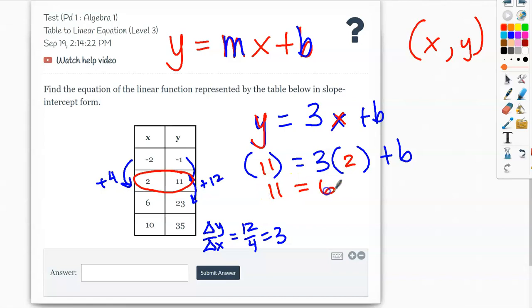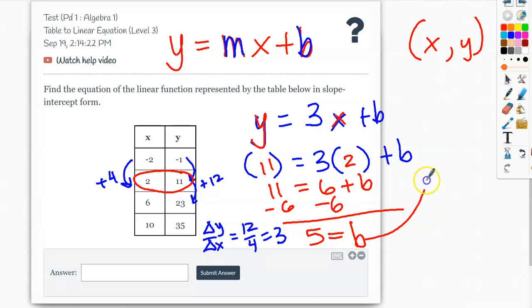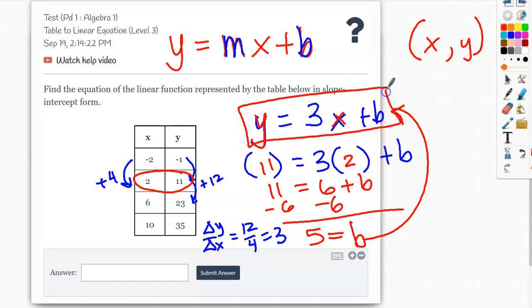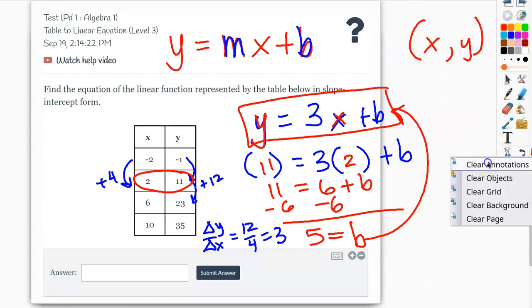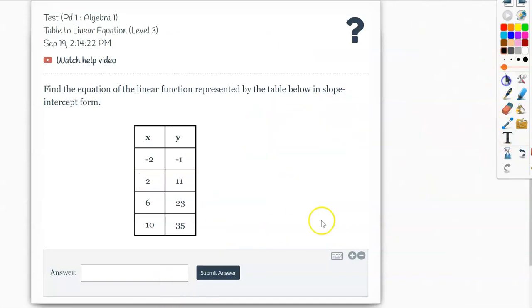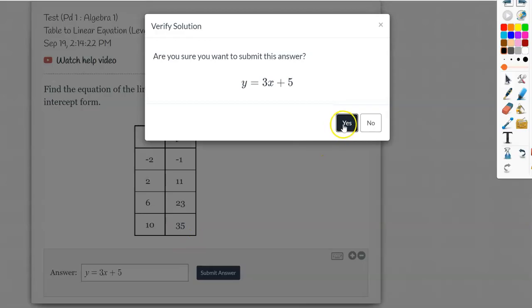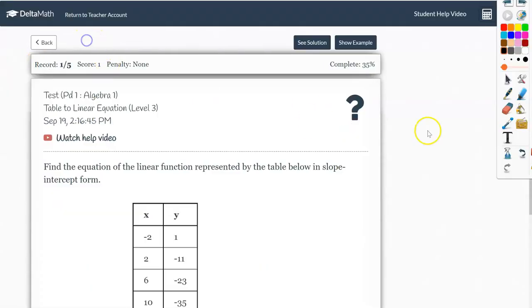So 11 is equal to 6 plus b, minus 6 from both sides, and I get 5 is equal to b. So 5 is my missing number for the formula. Y equals 3x plus 5. All right, let's do this one more time.